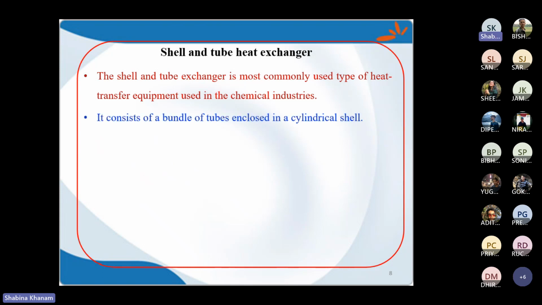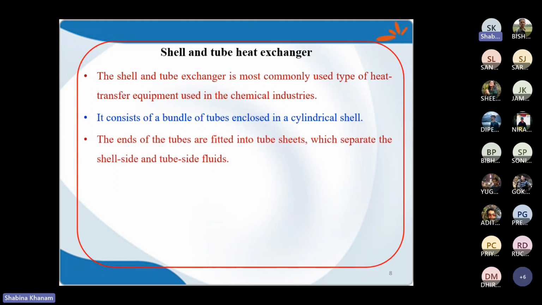When we consider the shell and tube heat exchanger, it consists of a bundle of tubes enclosed in a cylindrical shell. So we can have one shell, however, we can have multiple tubes. All tubes are placed in a bundle, and that bundle is inserted in the shell. I will show you when we discuss the design how the bundle and shell look, though you already have the idea, but we will discuss that further.